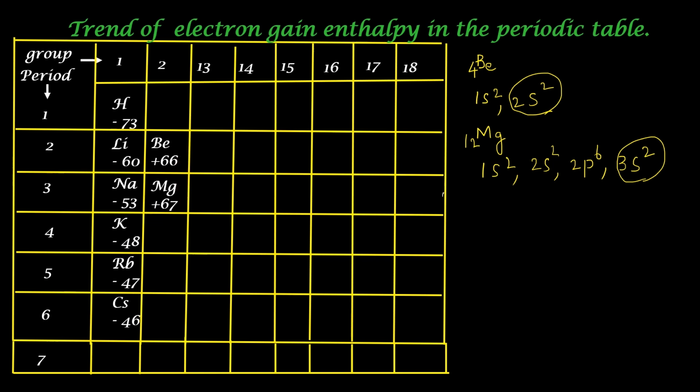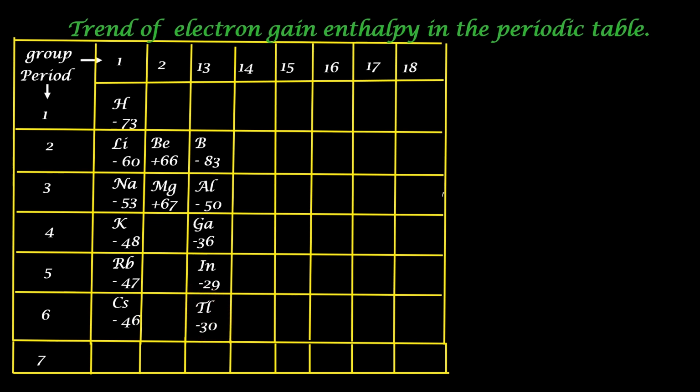Leaving the transition elements, when we come to the 13th group, we can see all the elements in the 13th group have negative electron gain enthalpy. But on close examination, you can find that the trend is not as regular as in the case of first group elements. Up to indium, the electron gain enthalpy progressively becomes less negative. But for thallium, it is a more negative value. So thallium shows exceptional behavior.